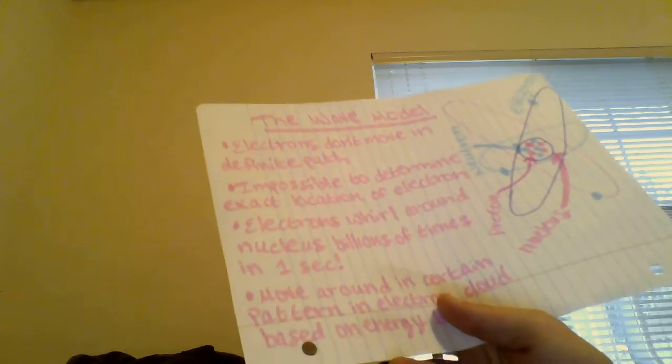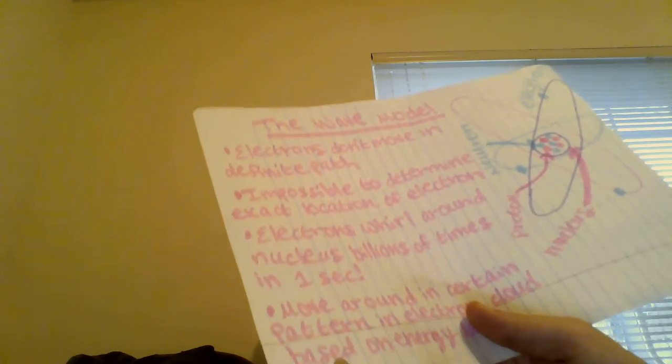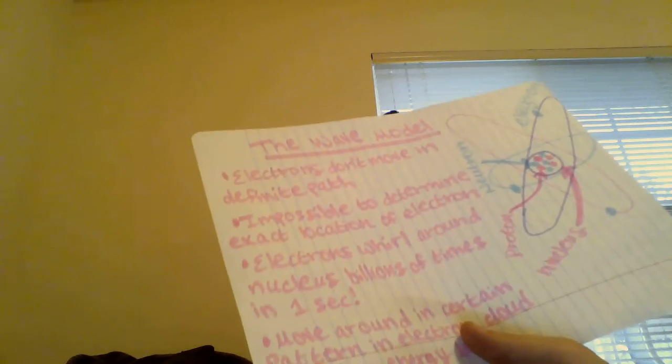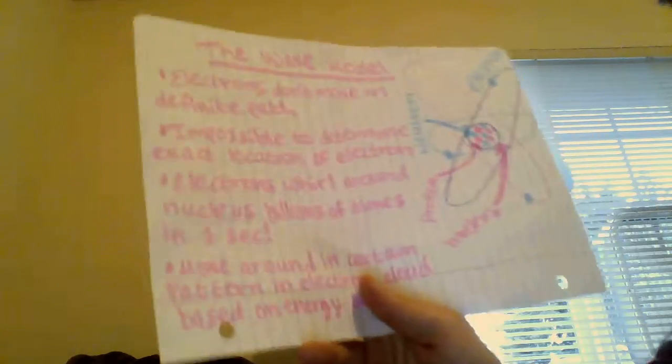And that they move around in a certain pattern in the electron cloud based on the energy level. So electrons with the lowest energy are found in the energy level closest to the nucleus, and electrons with the highest energy are found in the outermost energy levels, which is obviously farther from the nucleus. And there's the picture.